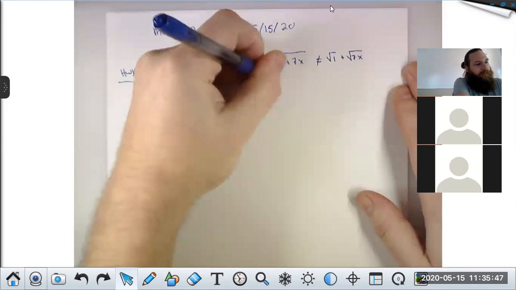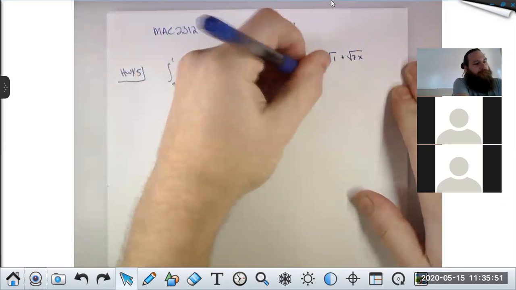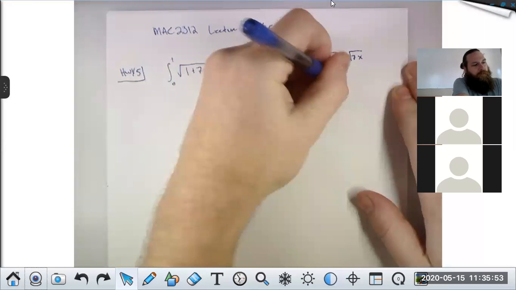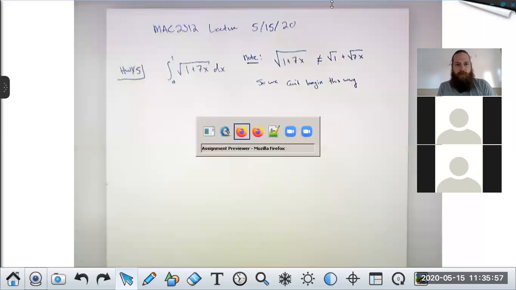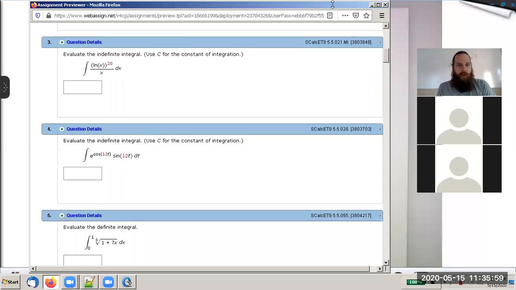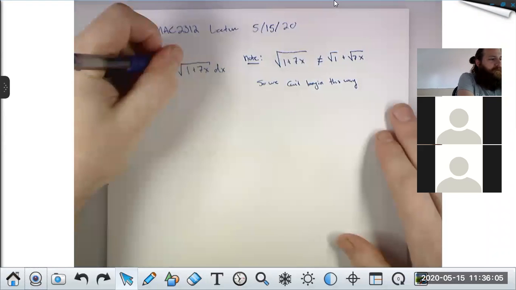I believe it's a cube root in the problem. I could be wrong though. Oh, okay. Yeah, it is a cube root. WebAssign randomizes some things, so this might be one of those things that is randomized and came up different for me than for you, but oh no, mine is also a cube root. Okay. But the same issue is present, right?